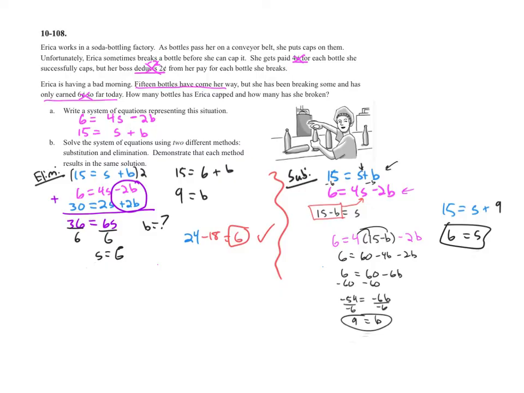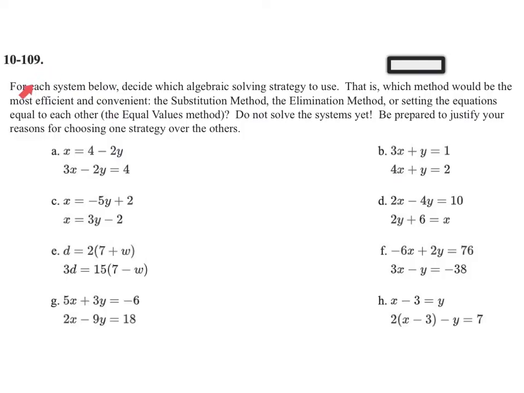Let's take a look at our next problem here. Our next problem says this: for each of the systems below, decide which algebraic solving strategy to use. So basically we're going to decide which is the most efficient and convenient of substitution or elimination, or of course could you set them equal to each other and use the equal values method. So we can either do substitution, elimination, or equal values. So take a second to look at these and decide what you think here, and we'll go through them in just a second.